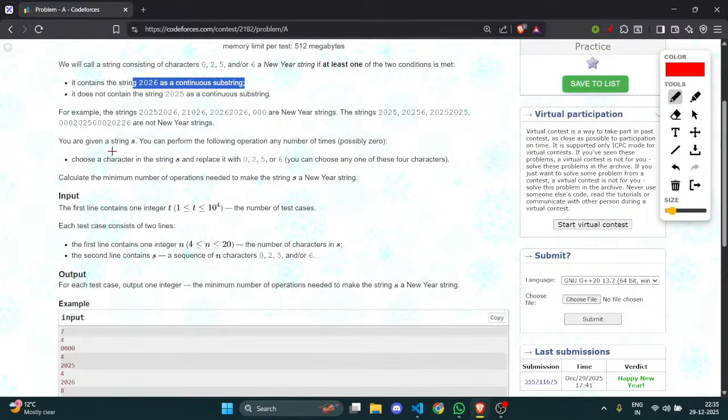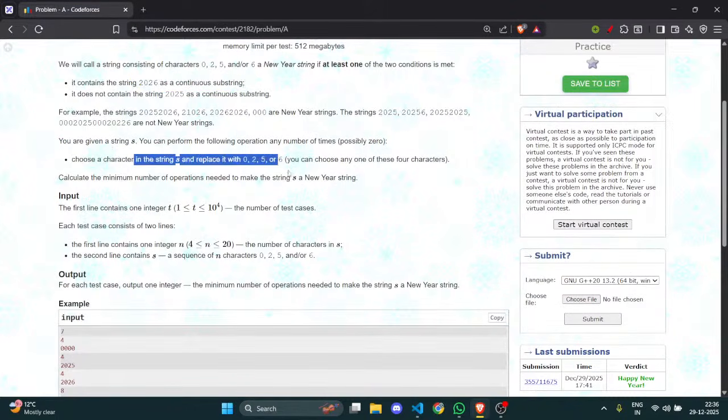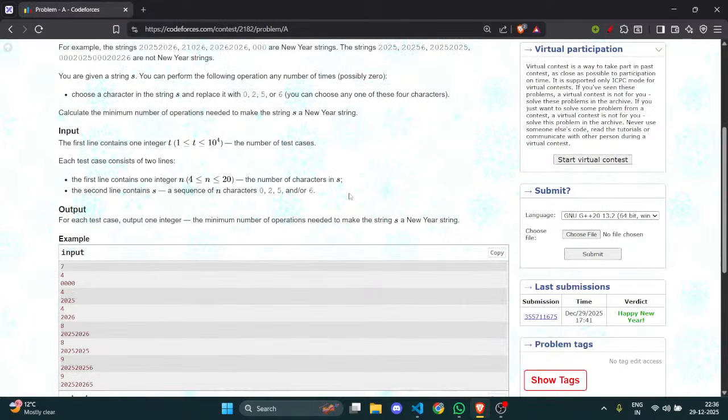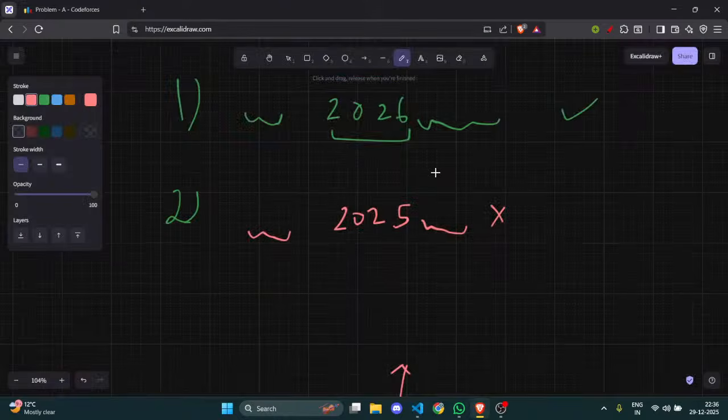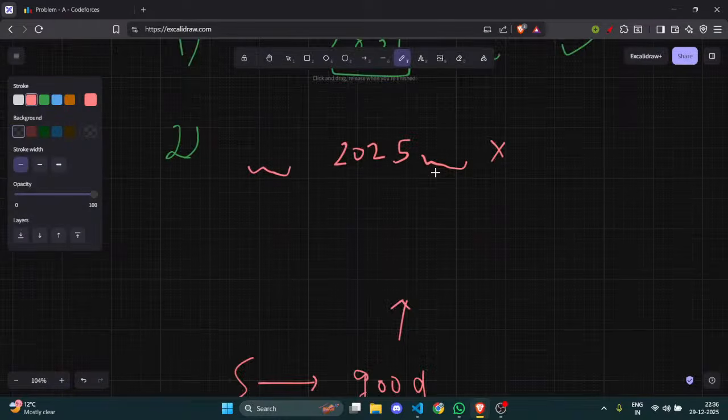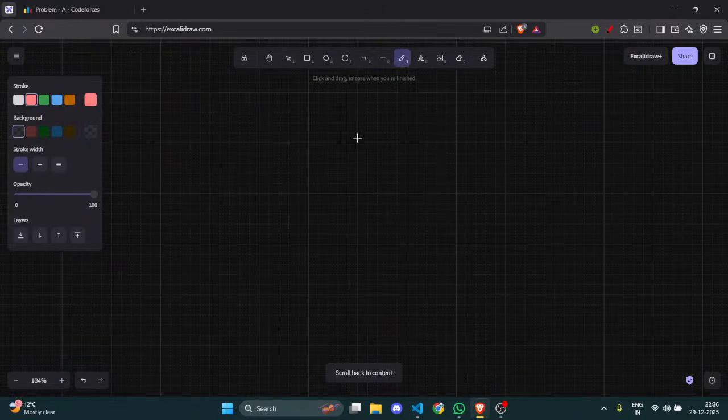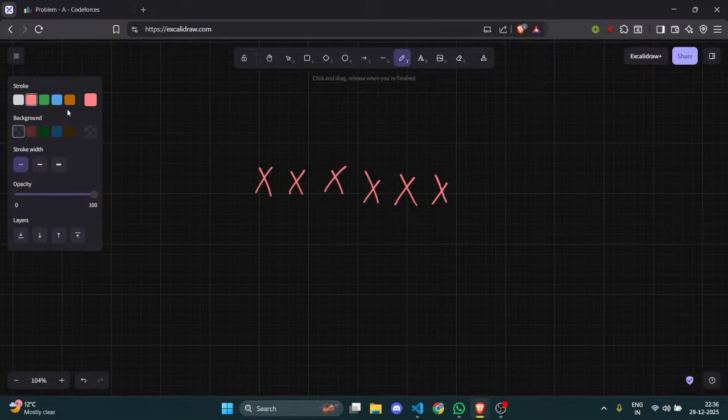So how do we change a string? We choose any character of S and replace it with any other character from 0, 2, 5, 6. Only these four characters. We need to find the minimum number of operations to make the string good. First of all, I can surely say that I can make a string good in at most four operations. Like if these are the characters in the string, I can just convert this character to 2, this to 0, this to 2, this to 6. In the worst case, it would be four operations, not more than four.